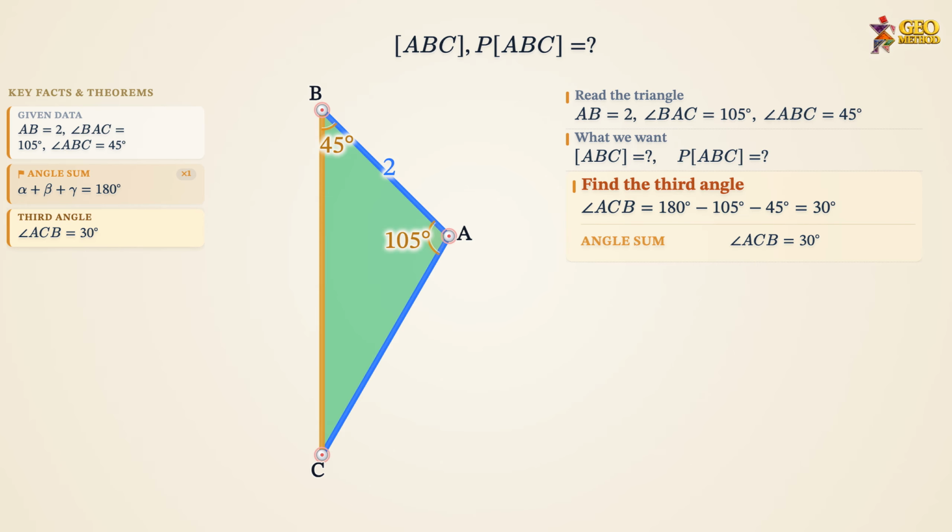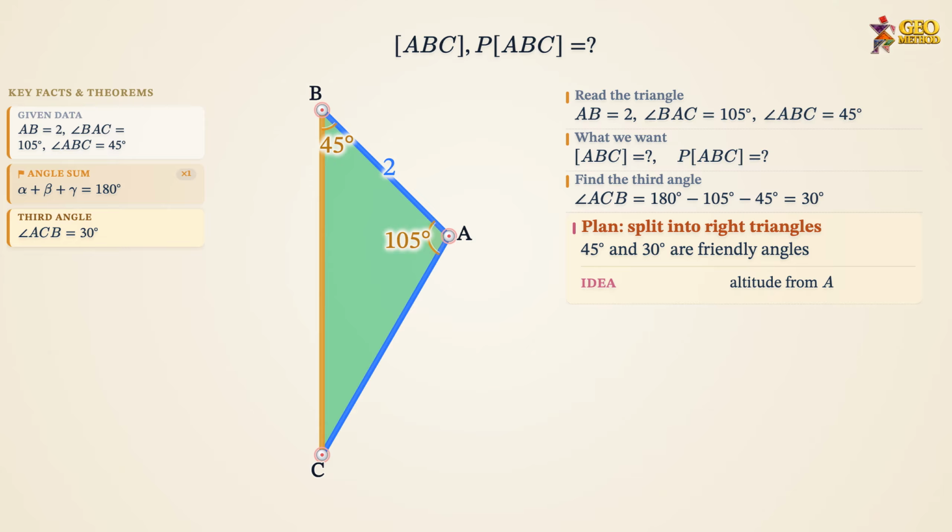The three interior angles of any triangle add to 180 degrees. Taking away the 105 at A and the 45 at B leaves exactly 30 degrees at vertex C. Now we know all three angles. Both remaining angles, 45 at B and 30 at C, are angles we can compute with exactly. If we can build right triangles that carry them, we can read off every side.